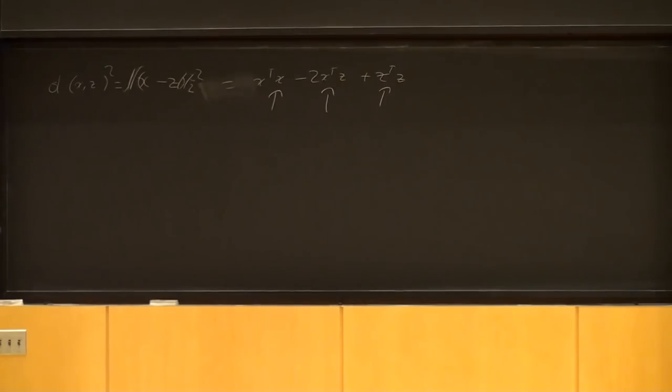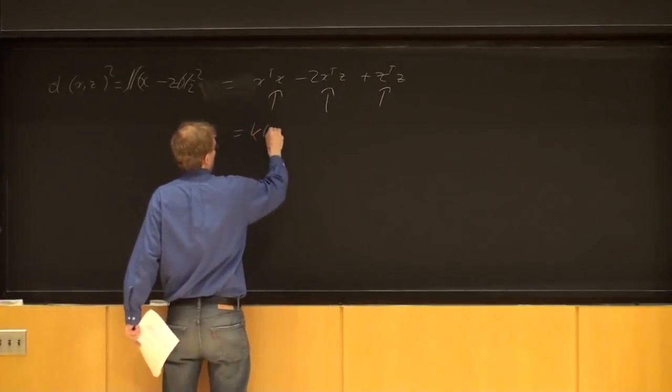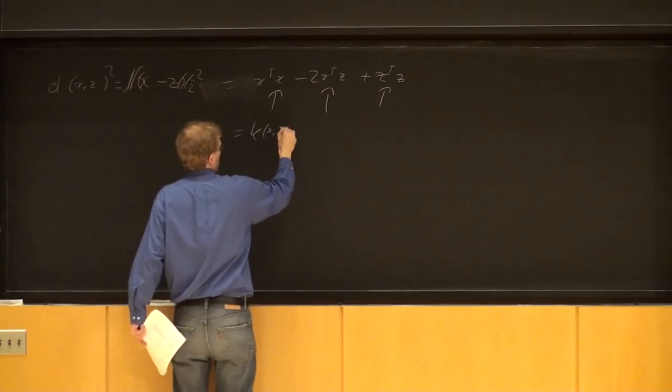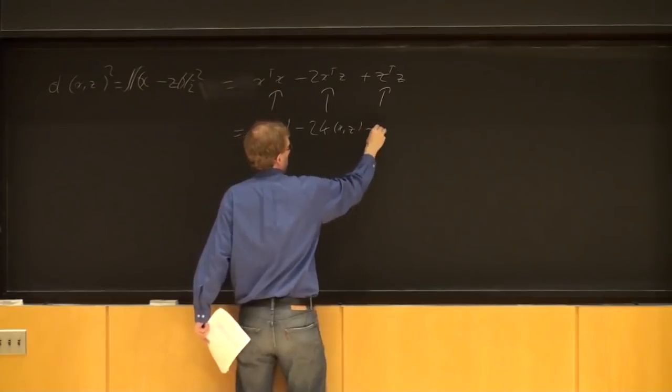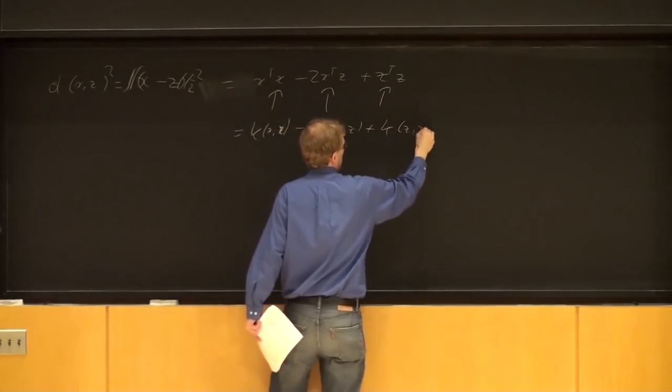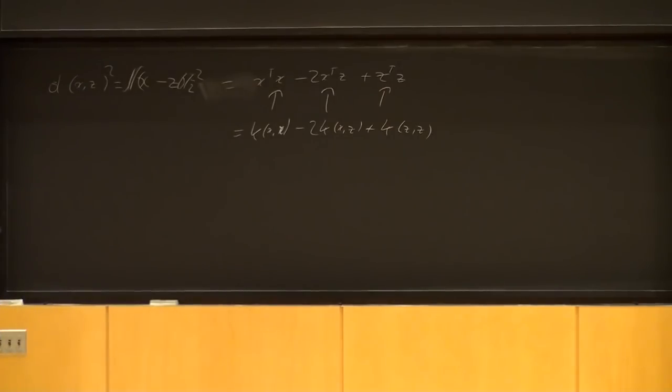So what we can do is we just stick in the kernel functions here, and we say this is k of x comma x minus 2k of x comma z plus k of z comma z. And you can use any kernel you want, right? Any well-defined kernel works with this.